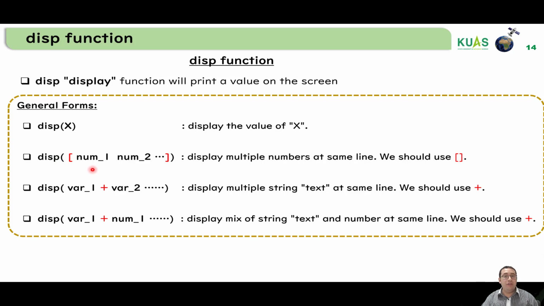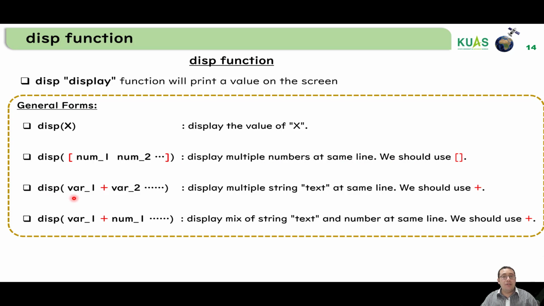For example, if we have x1 equal to one value and x2 equal to another value, and we need to show both values together in the same display function, on the same line, we need to concatenate the numbers using square brackets. Inside the square brackets, input number one and number two, and it will display the two numbers or multiple numbers. Of course, we can have number three, number four, number five. This is the reason we should use the square brackets.